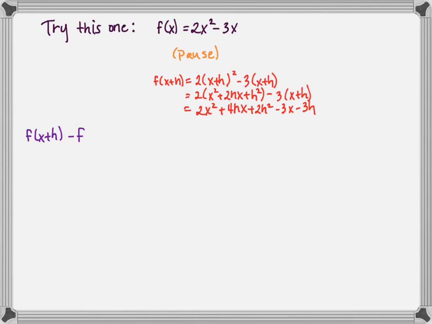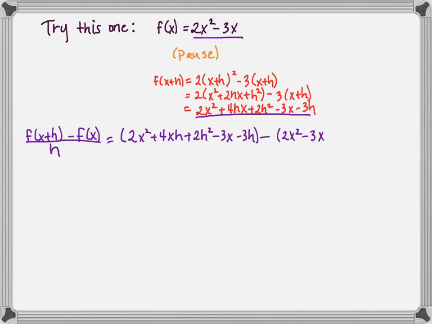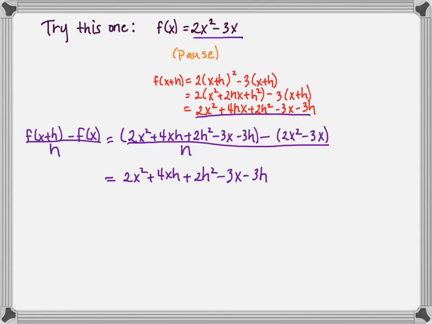And then we'll calculate the difference quotient. F of x plus h minus f of x all over h. I'll start with my f of x plus h. So that's 2x squared plus 4xh plus 2h squared minus 3x minus 3h. And I'll subtract my f of x, 2x squared minus 3x, and that's all over h. I'll simplify my numerator, so 2x squared plus 4xh plus 2h squared minus 3x minus 3h. Then I'll distribute the negative and get minus 2x squared plus 3x, and that's all over h.